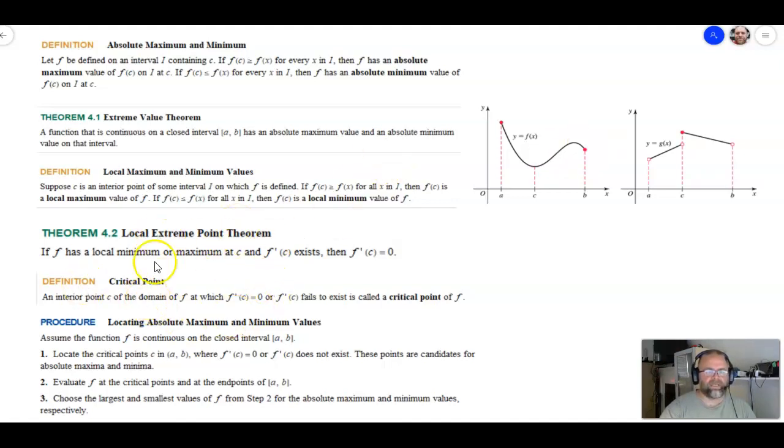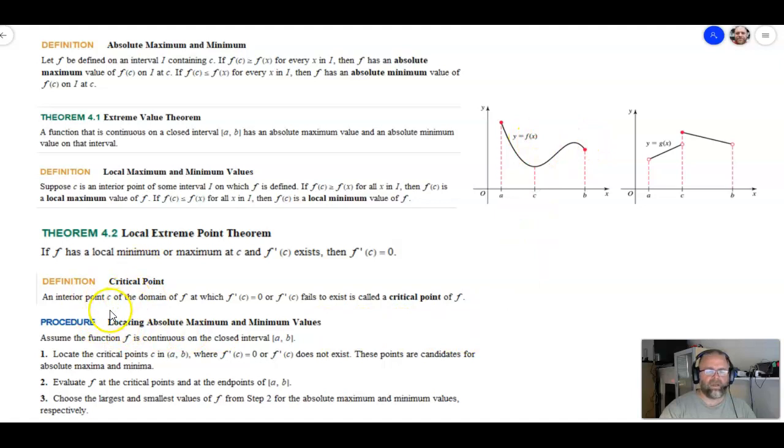It gets confusing here. The local extreme point theorem says if f has a local minimum or maximum at c and f prime of c exists, then f prime of c is 0. So if we take a local minimum here, notice that the slope of the tangent line at that local minimum is going to be equal to 0. The slope at the local maximum here is also going to be equal to 0.